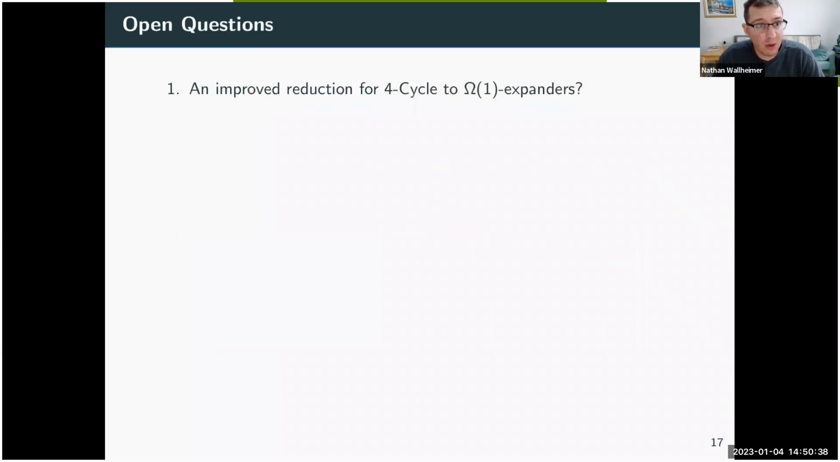Let's conclude with some open questions. First of all, can we improve the reduction for 4-cycle? Find, say, a direct reduction to omega-1 expanders. I think that another interesting problem is the max cut problem. Here, I have a feeling, I think there is a good chance that actually this problem will turn out to be easier on expander graphs.